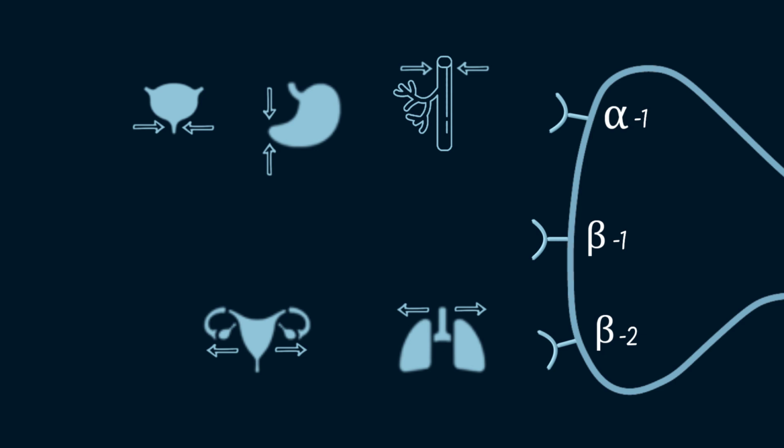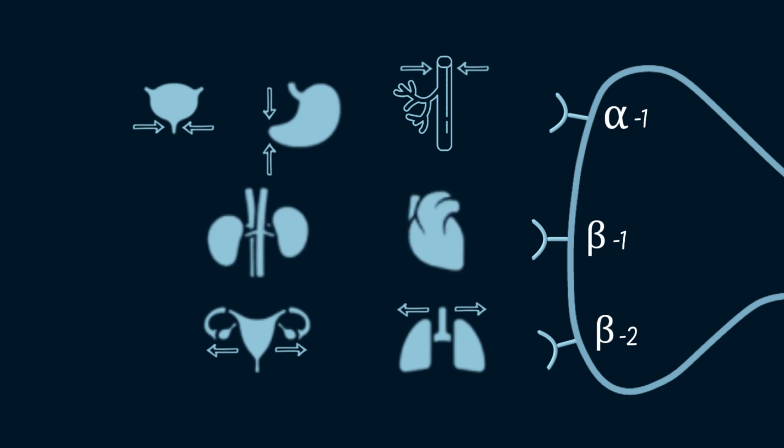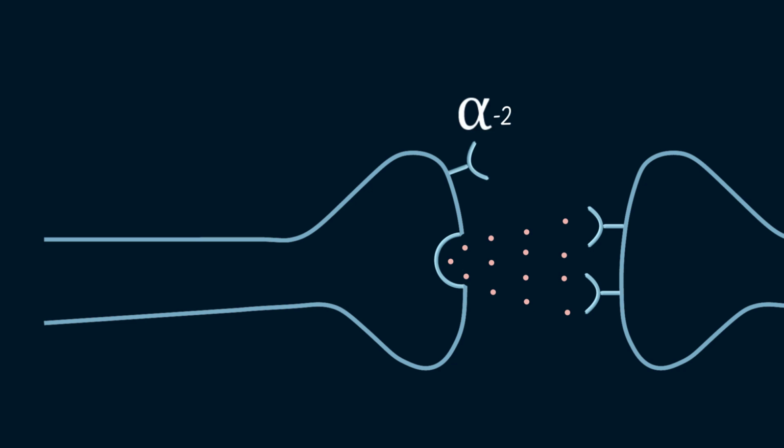Beta-1 receptors are predominantly found in three locations, the heart, the kidney, and the fat cells. Thus, activation of beta-1 receptors in heart increases heart rate and contractility and increases renin secretion from kidney. On the other hand, alpha-2 are presynaptic receptors.